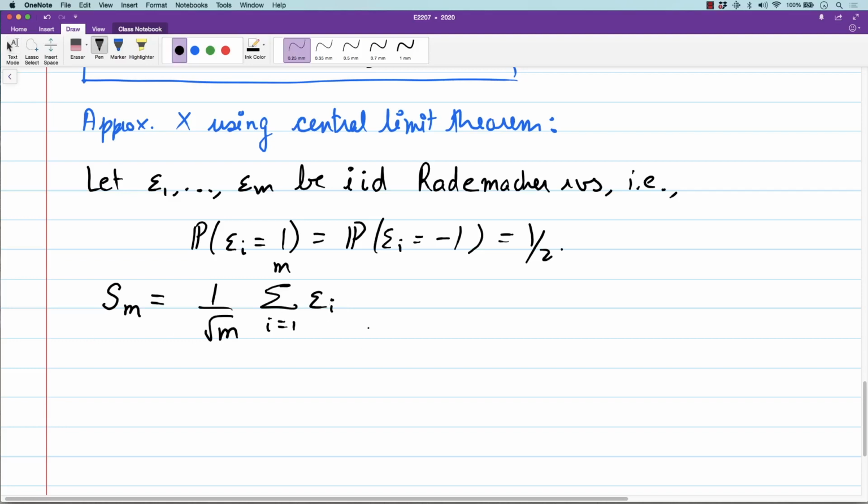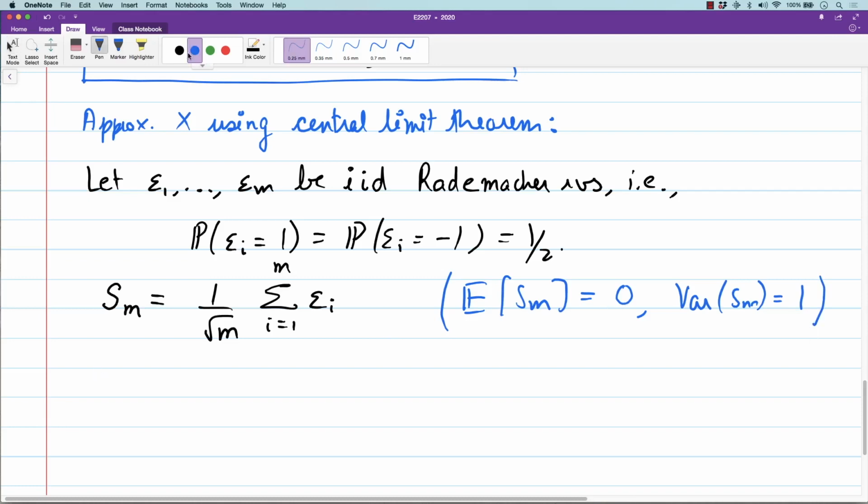So note that the expected value of this Sm is 0, and the variance of this Sm is the sum of variances divided by m. And what is the sum of variances here? This is just the variance of the individual guy. What's the variance of this Rademacher random variable? It's just one. Okay, so this is a unit variance random variable with mean 0.